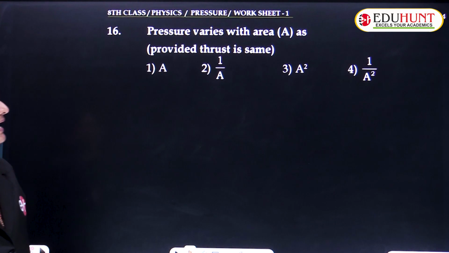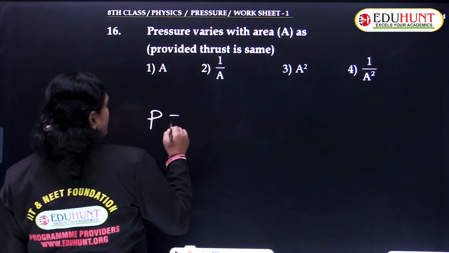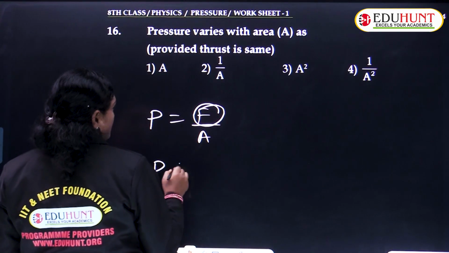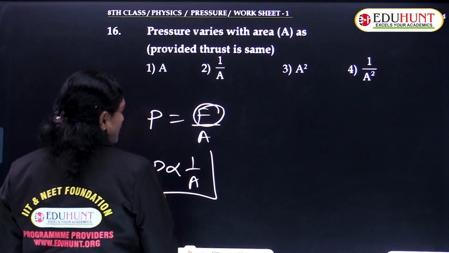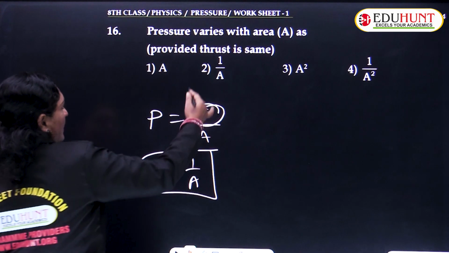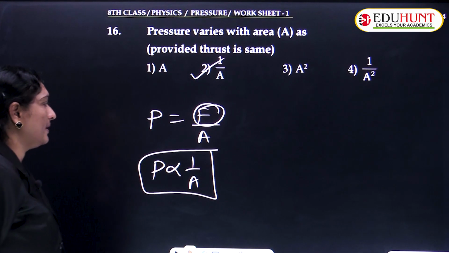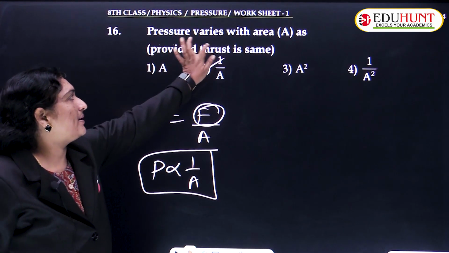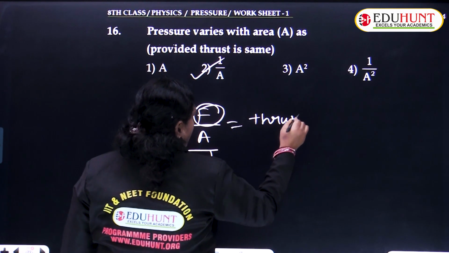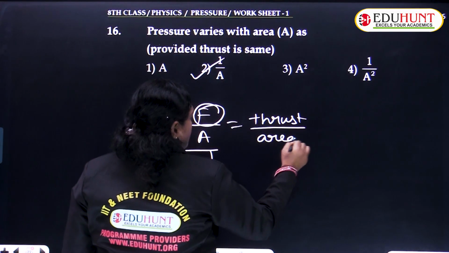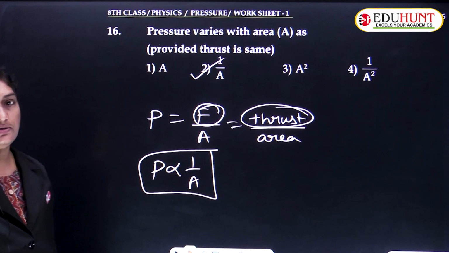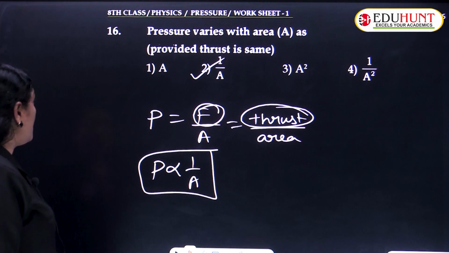Pressure varies with area. As we know, pressure is equal to force upon area. If force remains constant, pressure is inversely proportional to area. P varies with respect to 1 by A, and hence the correct option is 1 by A. Here, instead of pressure they gave thrust. So thrust upon area. As thrust is given as constant, pressure is inversely proportional to area. Okay.